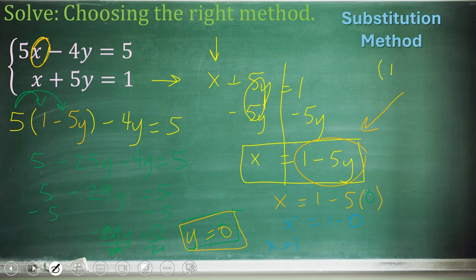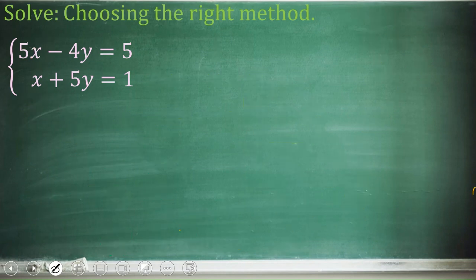I could write it like this. That is the point that if these two lines were graphed, they would intersect at (1, 0). All right, so that is how we do substitution on these equations. Now let's try it with the elimination method and figure out which is faster, easier. It varies by person and it's completely up to you.